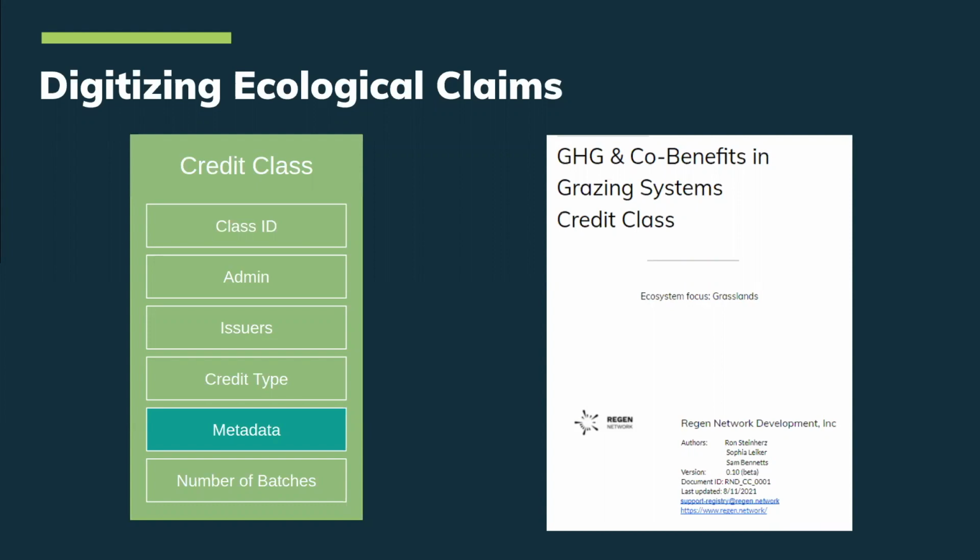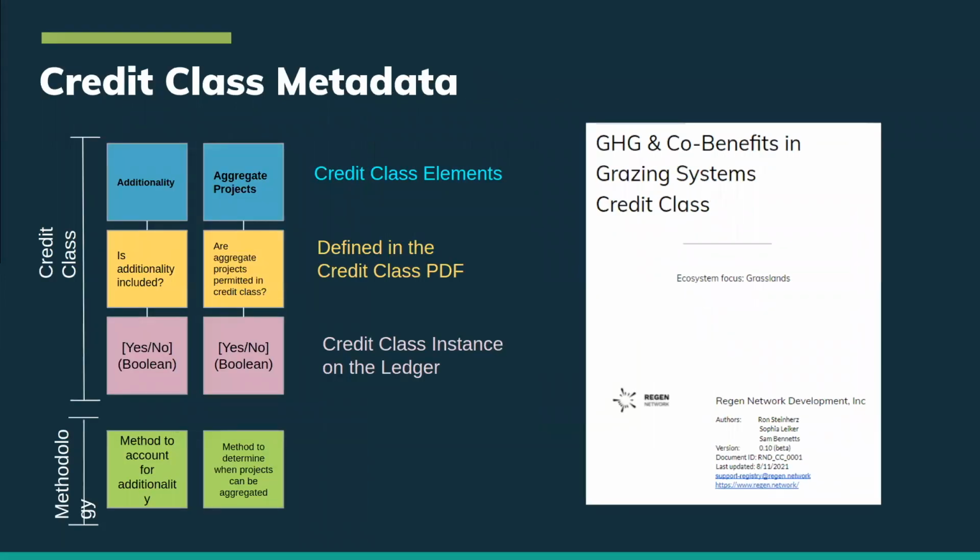Next slide. So the credit class metadata can list information about the credit definition, the project eligibility requirements, the GHG accounting procedures, and verification requirements. So whether or not additionality is included, whether or not that type of credit allows for things like aggregate projects, and maybe information about what methodologies are allowed to be used for that type of credit.